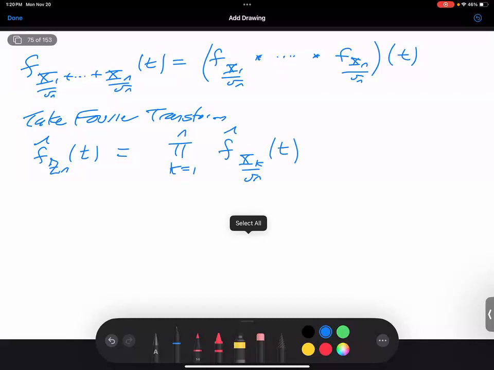Why am I using k as my index and not i? Yes, this is a lecture in complex analysis, right? Do not use i as an index. Well, they all have the same density, so I'll just call it the Fourier transform of f of x over root n at t, to the nth power. So I now just need to analyze this.